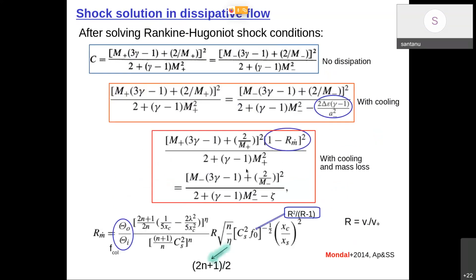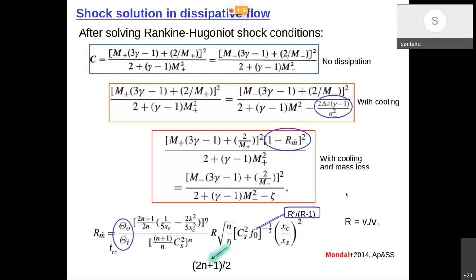If we solve these three equations, considering energy and mass conservation equations, we can get the shock invariant quantity in terms of the Mach number just before and after the shock. If there is no dissipation in the flow, we get this solution for the invariant quantity. However, in the presence of cooling, another extra term will come, as you can see in the blue mark.